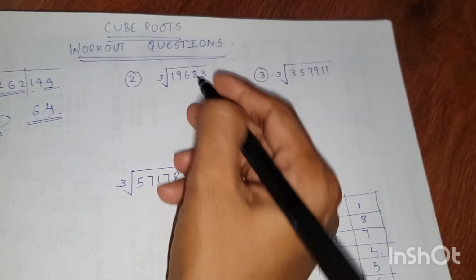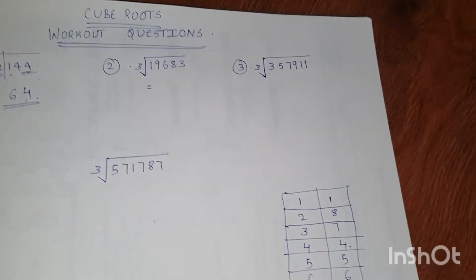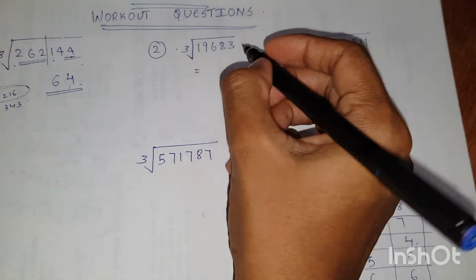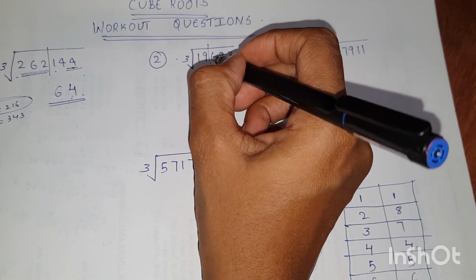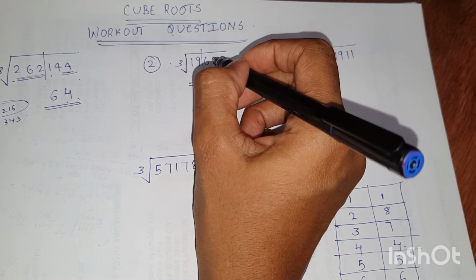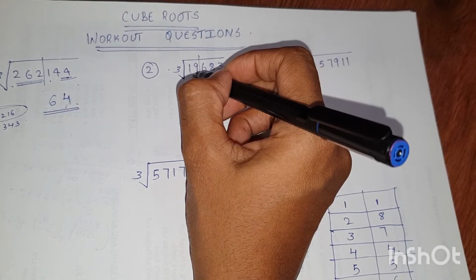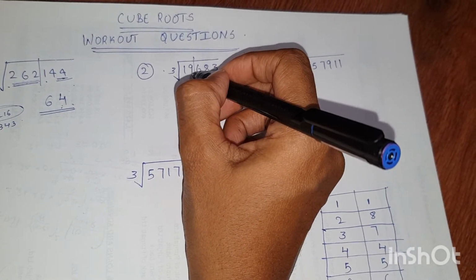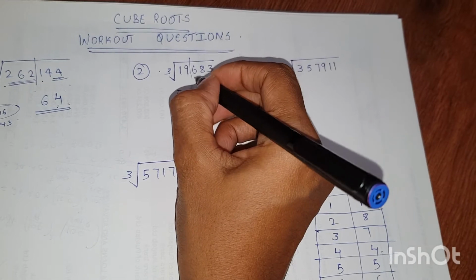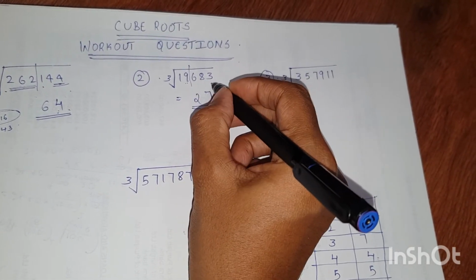Going to the next question. Cube root of 19683. If the number ends with 3, then its cube root ends with 7, right? So 7. Removing the last 3 digits, you know that 3 cube is 27, 2 cube is 8, right? So 8 is less than 19, but 27 is greater than 19. So you have to choose 2, because 2 cube is 8, which is less than 19. So 27 cube is 19683.